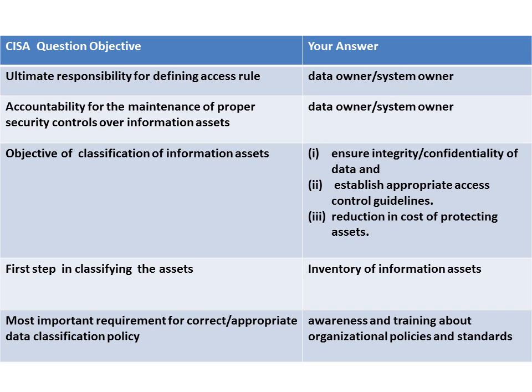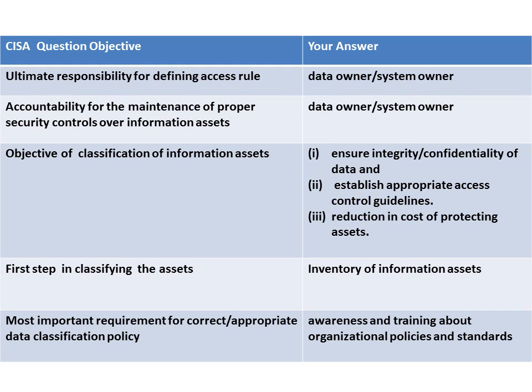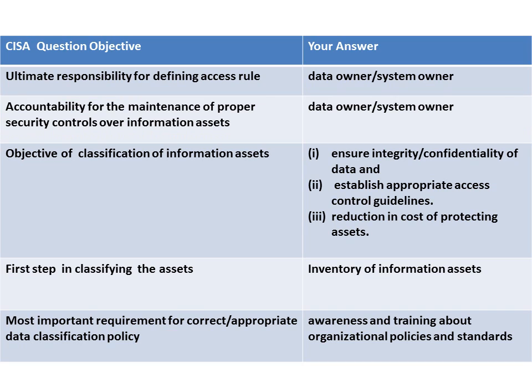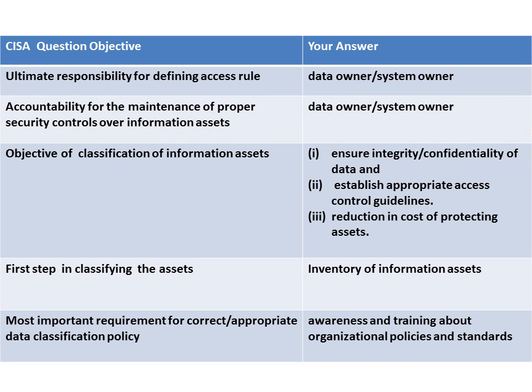Let us discuss what should be our answer in the following scenario. When the CISA question objective is about ultimate responsibility for defining access roles, our answer should be data owner. Similarly, when accountability for maintenance of proper security controls over the information assets is being asked, your answer should be data owner. So data owner and system owner are the ultimately responsible or accountable for maintenance of appropriate access control for their respective data and processes.